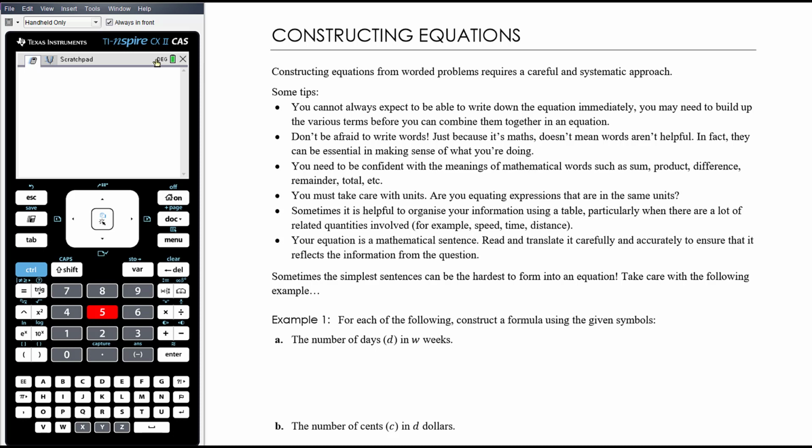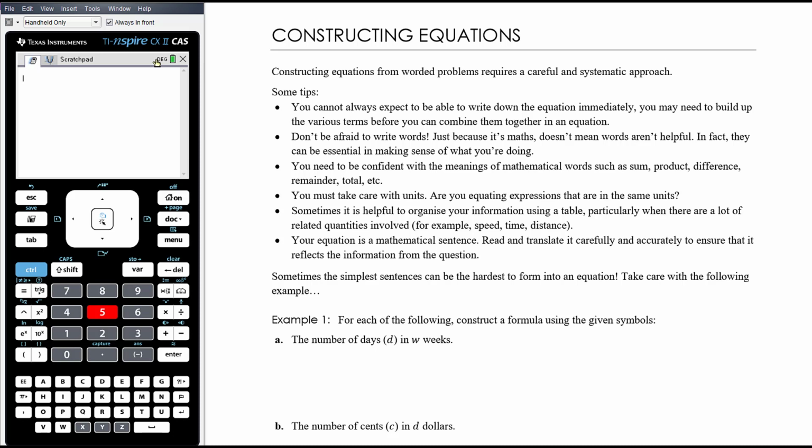So, as I said, the first step is that you can't always expect to be able to just write down the equation. Okay, you might need to build up various terms. You might need to think about, okay, well, how can I express the profit and how can I express the costs, and then how can I put that information together to make an equation, or how can I express the time that train A took, and then how can I express the time that train B took, and then how can I combine those expressions together to form an equation. Okay, so step by step, build it up gradually.